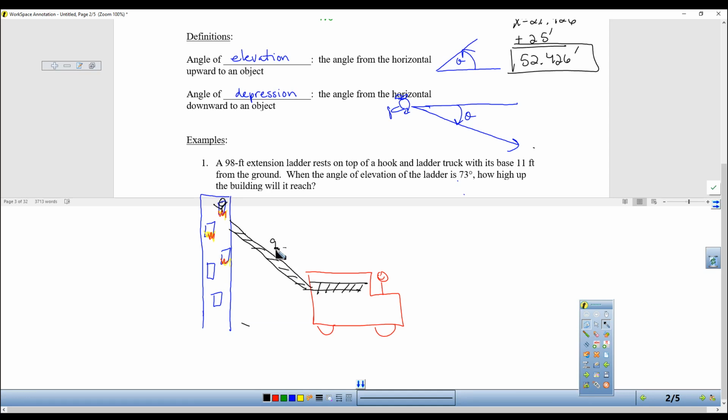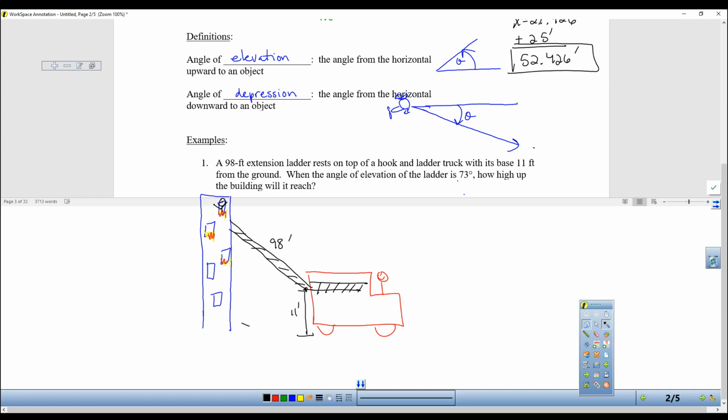So his ladder is 98 feet. And the base of the ladder is 11 feet from the ground. We want to know how high up the building it will reach. Now let's be clear. He's not doing this math before he goes and fights a fire and says, yeah, it's actually not going to reach that person, so we're not even going to bother to go. No, this would be more like when they're trying to buy a fire truck, somebody needs to figure out how high the ladder is going to reach in order to decide what fire trucks you need for different towns.